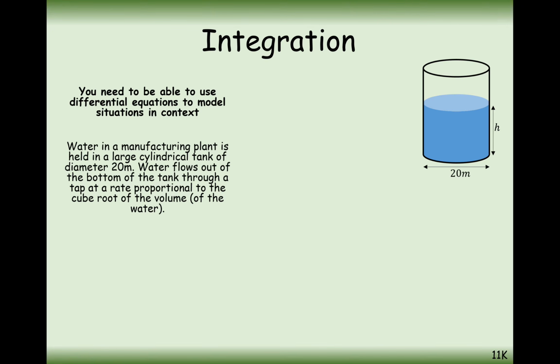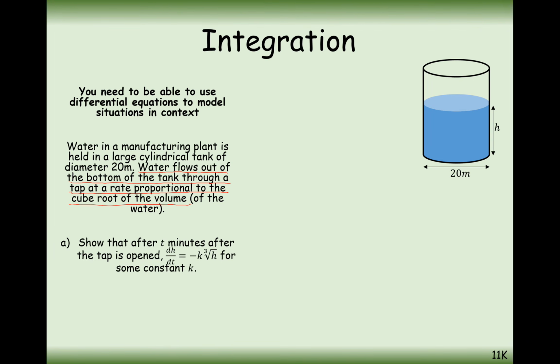Water in a manufacturing plant is held in a large cylindrical tank of diameter 20 meters or radius 10 meters. Water flows out of the bottom of the tank through a tap at a rate proportional to the cube root of its volume. Now with that sentence there, we're definitely going to be making a formula, definitely a differential formula out of this sentence here. I'll have a look at that in a second.